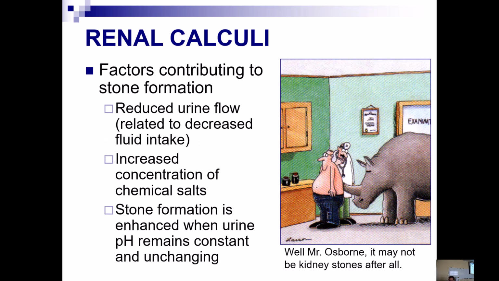So factors that contribute to stone formation: reduced urine flow, related to decreased intake. So hydrate. Hydration is so important. Also increased concentration of salts, and stone formation occurs when the pH is constant. So think about when we make crystals here together. We made an acidic environment, I used vinegar, but you can also use ammonia to make basic crystals. We make an acidic environment, increase chemical salts, give it a place to form. And the small little crystals, as we watch these crystals grow, they're going to start as tiny little crystals, and then they're going to grow into larger and larger crystals and stones.